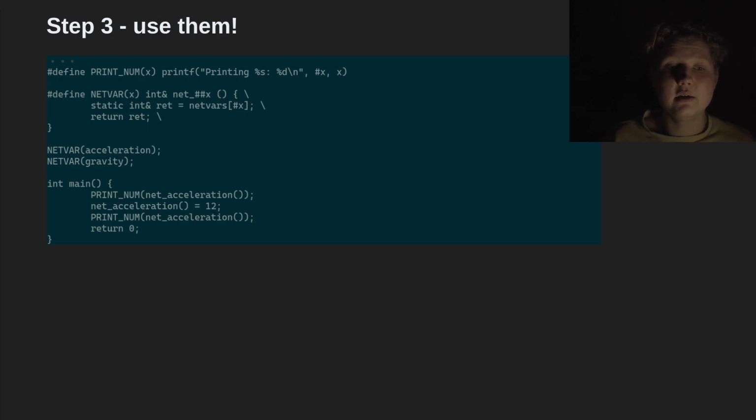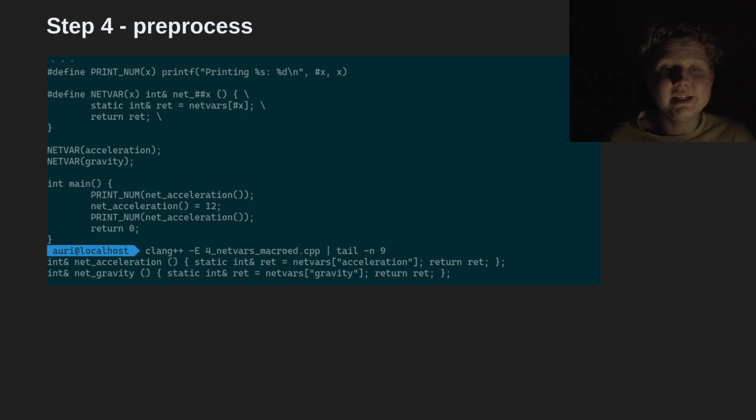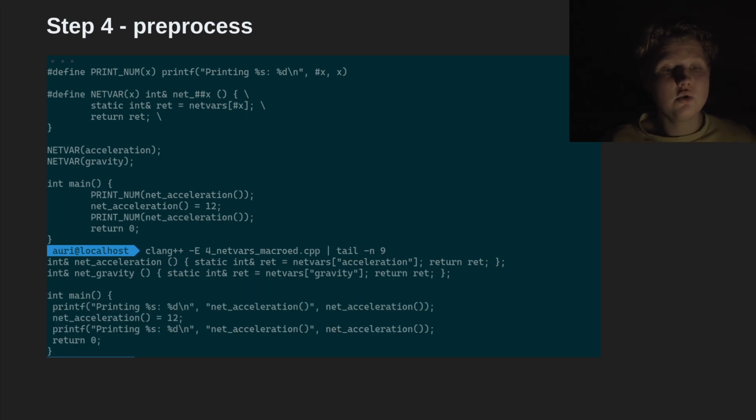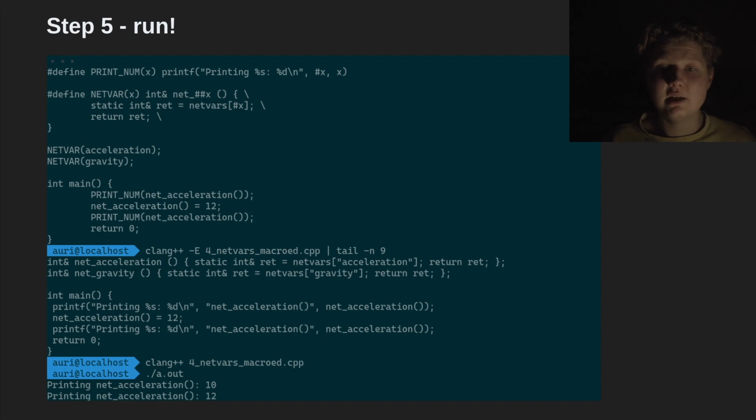So this way, well, you have print acceleration, set acceleration, and then print acceleration again. So just to show you what the pre-processed output looks like, you just have these two functions generated for you, and then the code just does what we expect it to do. And when you run it, you get the output you expect.